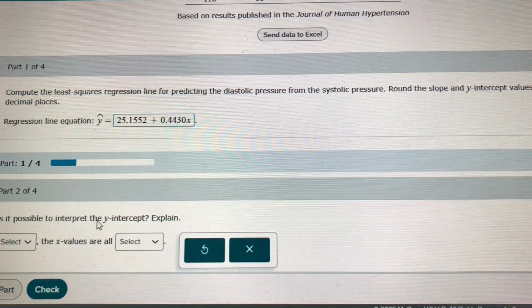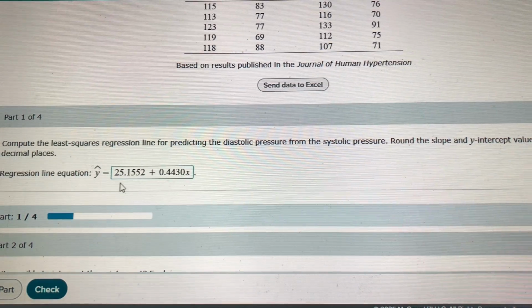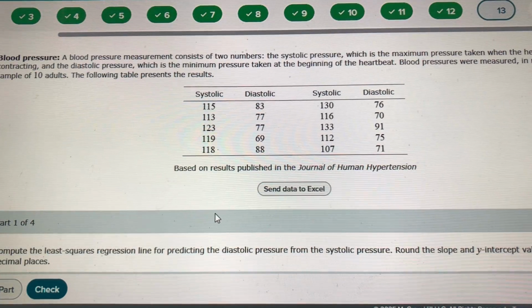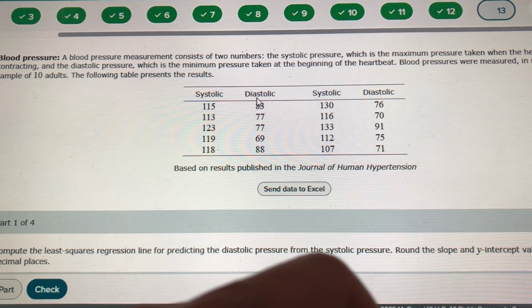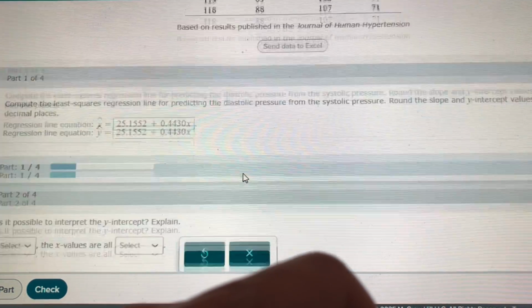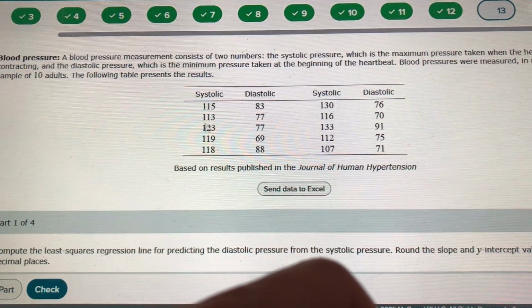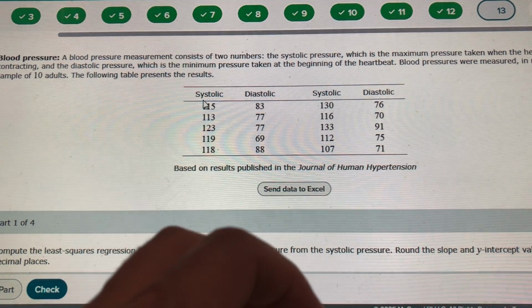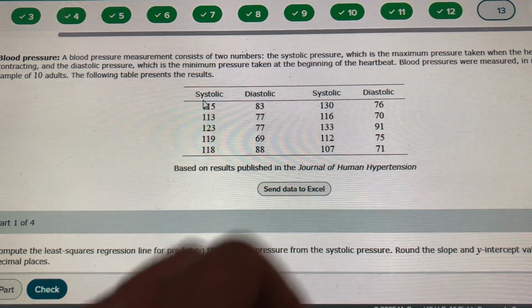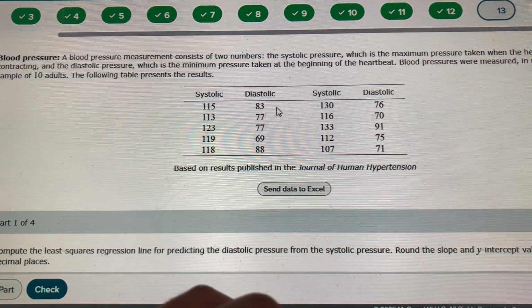Is it possible to interpret the y-intercept? Okay, the y-intercept is this 25 number. And what it represents is whatever the y is about, diastolic. It's your diastolic amount if the systolic was 0. So if that part of your blood pressure was 0, that's what your other blood pressure number would be.